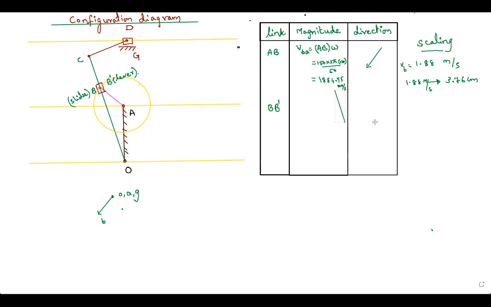So I know the direction but I don't know the magnitude. Don't worry about the magnitude right now because it is unknown. So draw the direction of the slider passing through B.